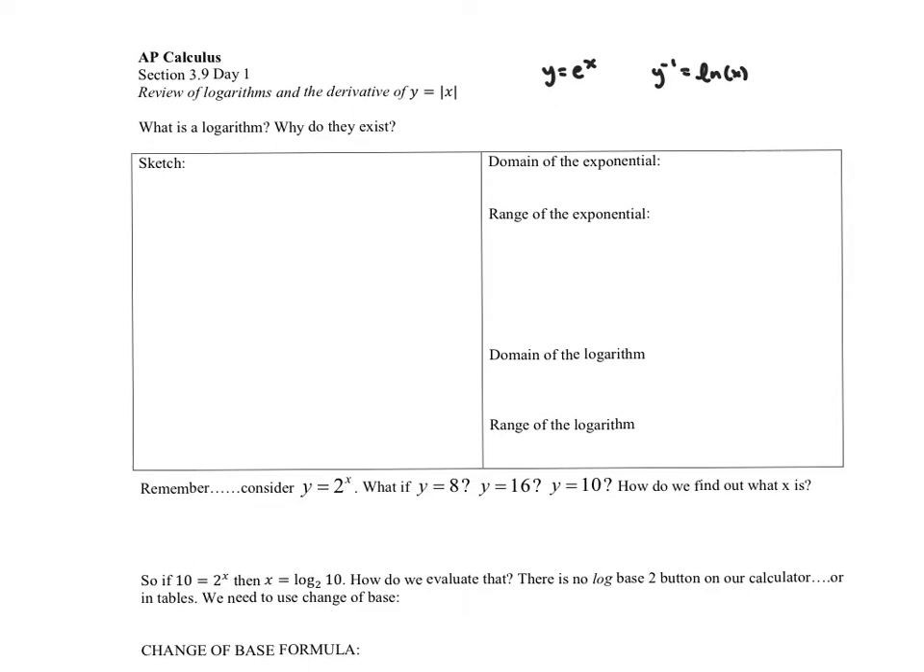So if I input an exponent, I get out a value, right? Some value. In this way, if I input a value, I get out an exponent. I spelled exponent wrong. Great. It's getting late. All right, so let's talk about and sketch an exponential function.